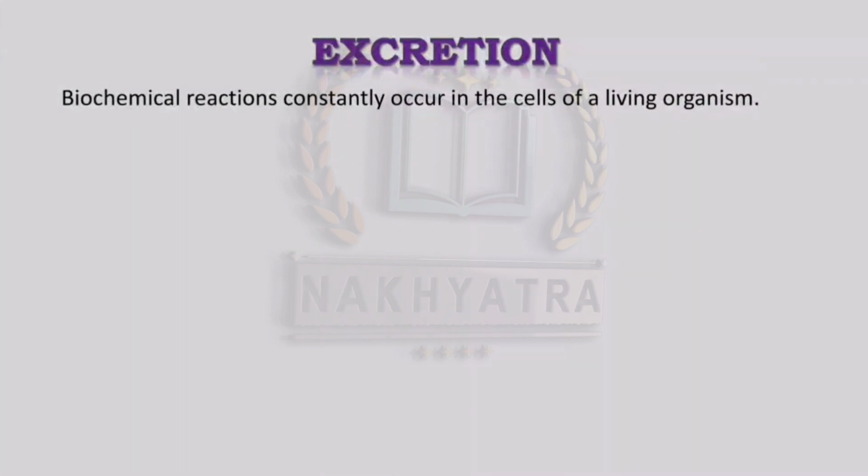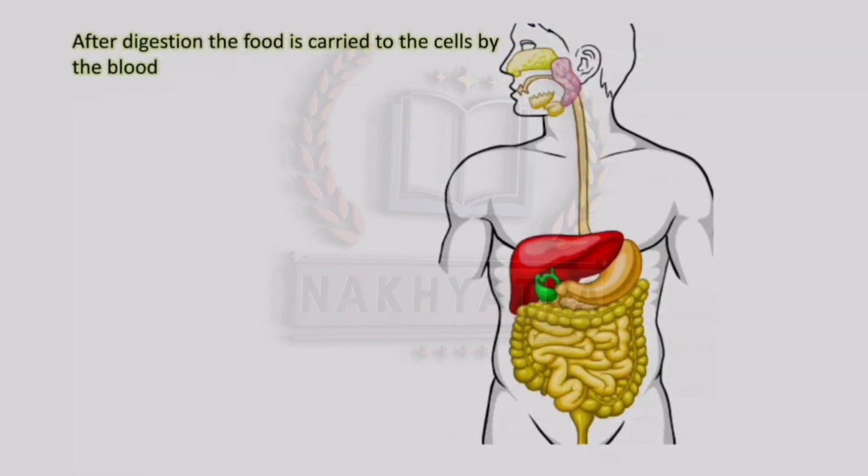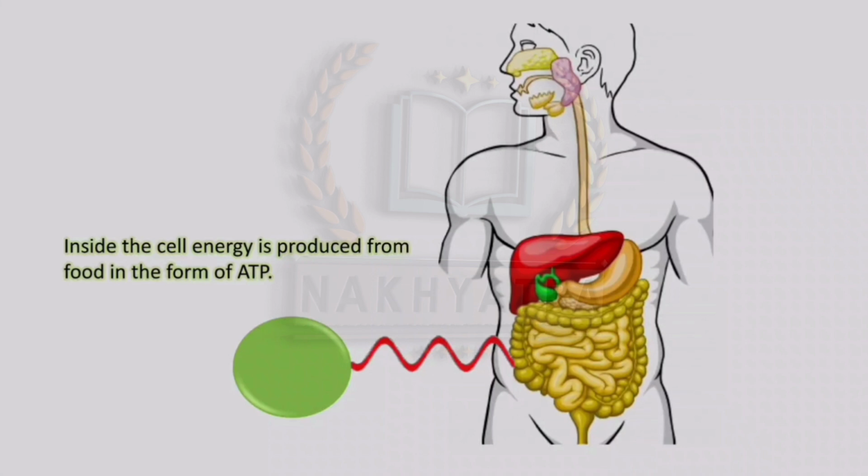Biochemical reactions constantly occur in the cells of a living organism. Now what do you mean by biochemical reactions? Yes, the chemical reactions that take place in the cells. After digestion, the food is carried to the cells by the blood. Now inside the cell, energy is produced from the food in the form of ATP.